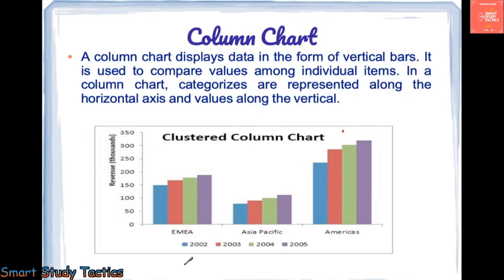So next, let's understand what the column chart is. A column chart displays the data in the form of vertical bars. As you can see, these are the vertical bars. In the bar chart, you are going to get the horizontal bars. It is used to compare values among individual items. Make sure you remember this line: compare values among individual items. In a column chart, the categories are represented along the horizontal axis, and the values are on the vertical axis. These things you have to keep in mind.